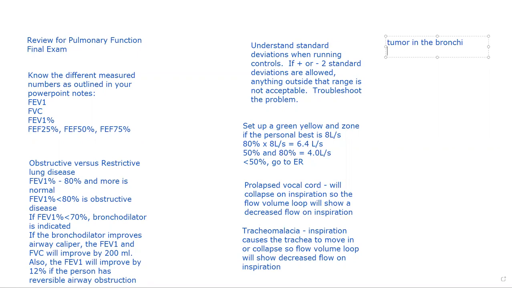So inside the thoracic cage, when we breathe in, the negative pressure pulls the airways open a bit. And then on exhalation, the airways close a little bit. So during inspiration, air can get past a tumor in the bronchi. But on exhalation, when those airways narrow a little bit, it closes off and makes it more difficult for the air to come out. So the flows on exhalation will be decreased.